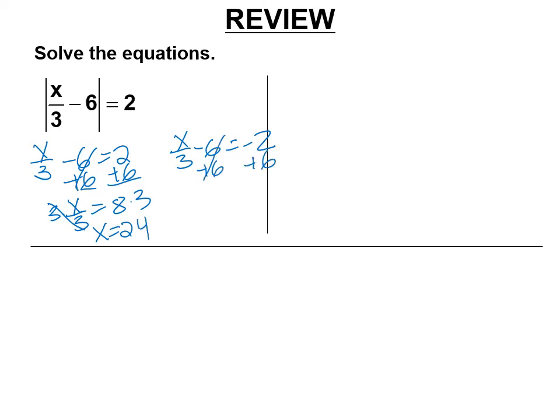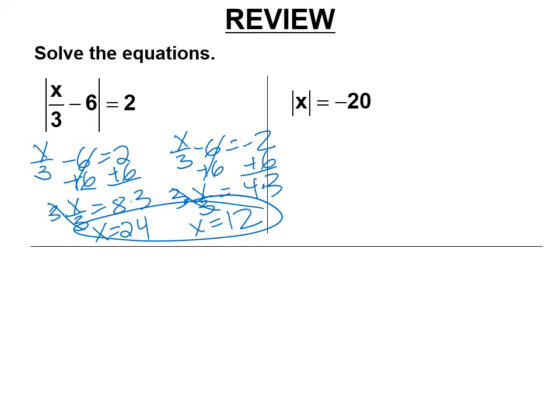Add 6 to both sides on that one. x divided by 3 equals 4. Multiply both sides by 3. The other value that will make it true is 12. So there are two answers, and that is typical of an absolute value equation, that there are two solutions.